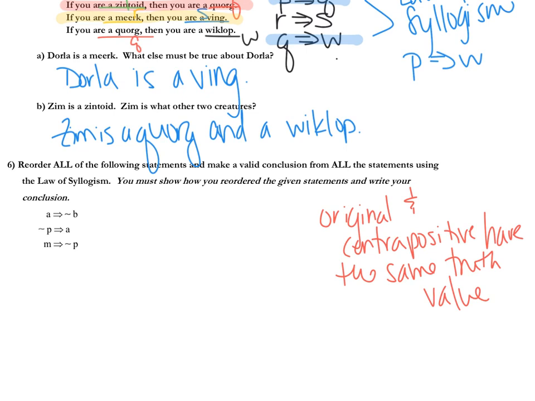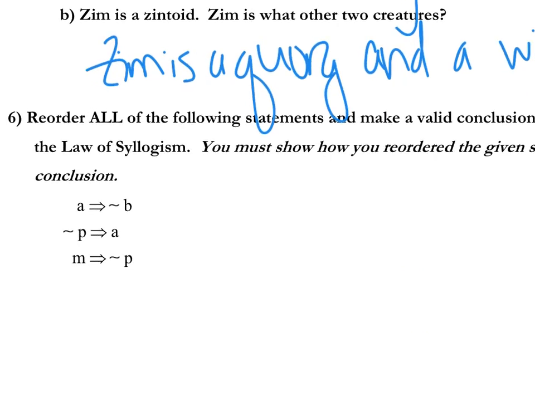Okay, so remember, what is the contrapositive? So if you have P then Q, okay, it would be not Q and then not P. Okay, so the givens.